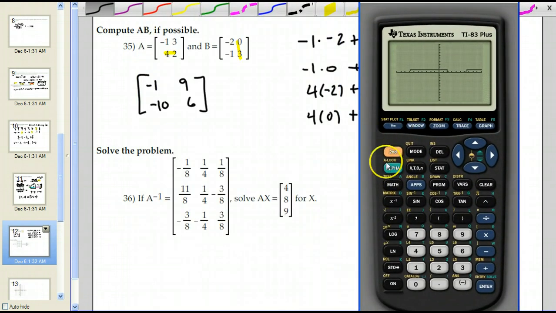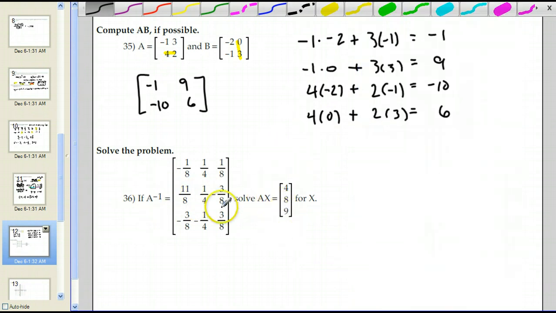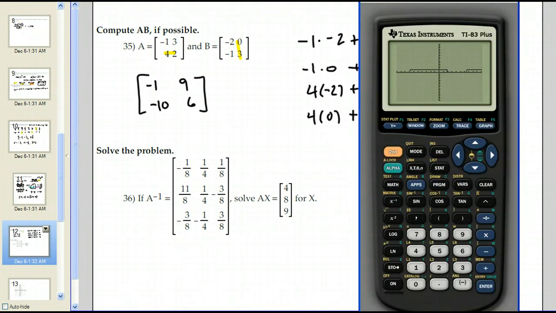Alright, other question. This one: if A inverse equals this, solve AX equals 4, 8, 9 for X. Since this is A inverse, to solve for X we need to multiply both sides of this equation by A inverse. A times A inverse will make this A go away, and we'll have X equals this thing times this thing. So you're just multiplying these two matrices together. I'm going to throw both of these matrices in my calculator and do the multiplication.